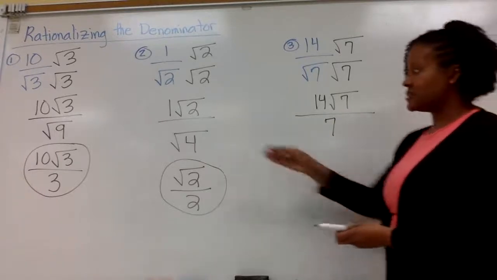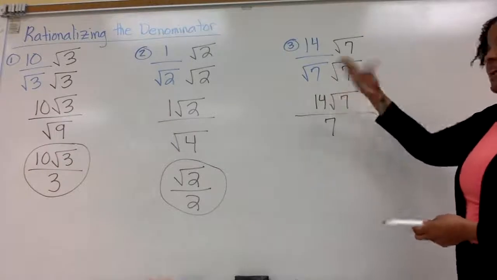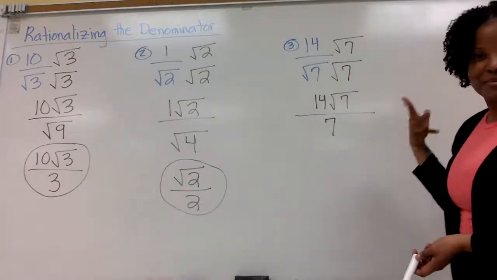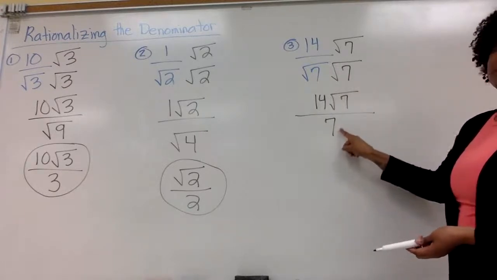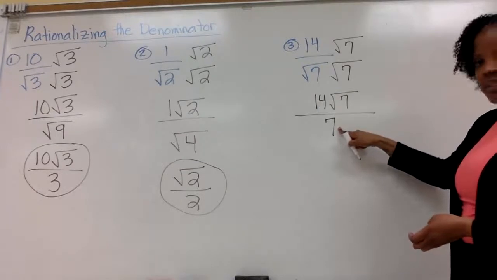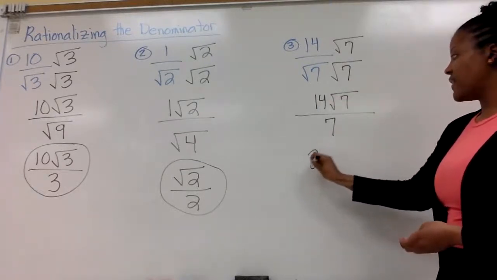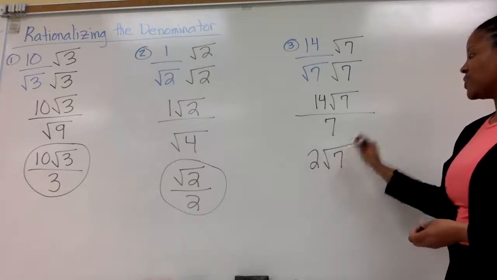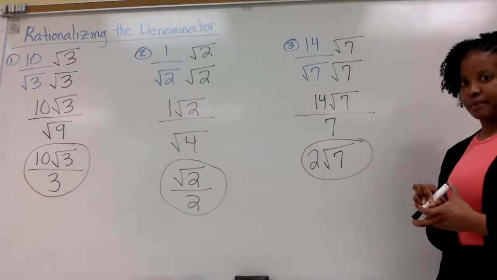If you need to do the additional step where you get the perfect square number, no problem. But you should know maybe after, maybe do more than 2 of them. Maybe you'll get used to it. So the square root of 7 times the square root of 7 is just 7. And 14 divided by 7, I can simplify that. So 14 divided by 7 can be reduced. So my final answer is 2 square root 7. That is our final answer.